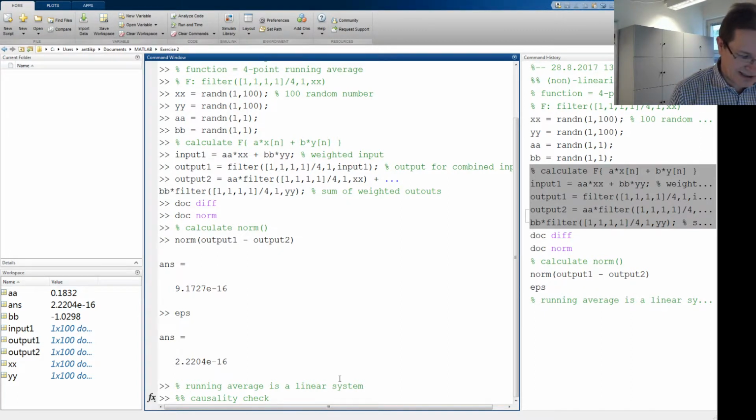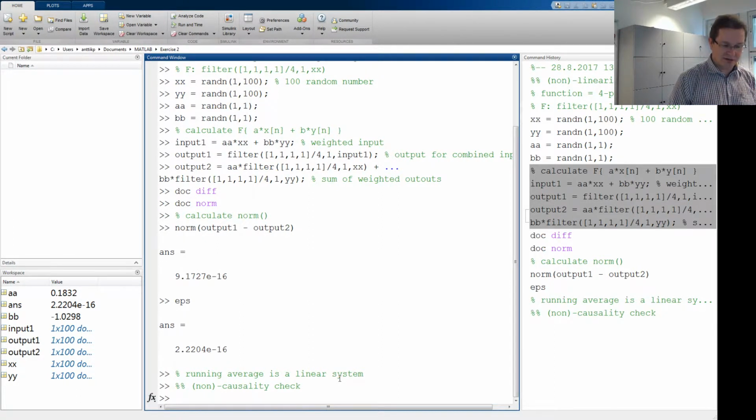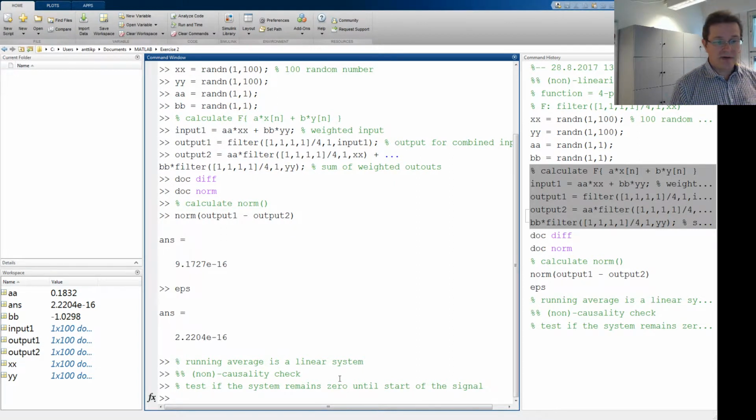But I will call it just in case, non-causality check. So test with, well, if the system remains 0 until the start of the signal. There we go. And there you actually need some time shifting operations. How to do time shifting.